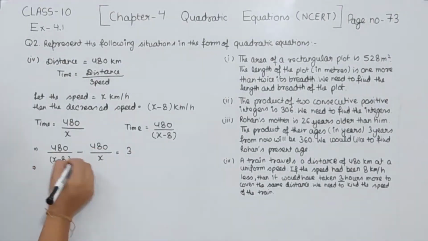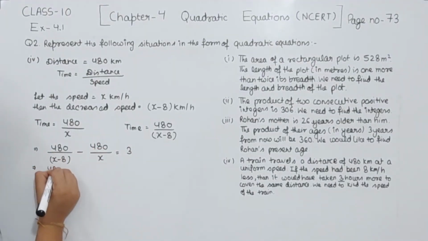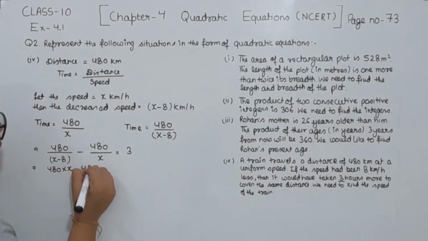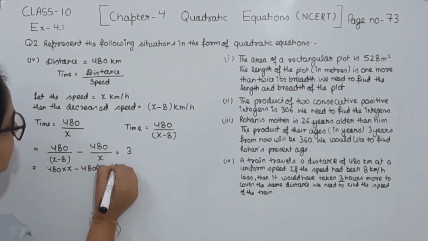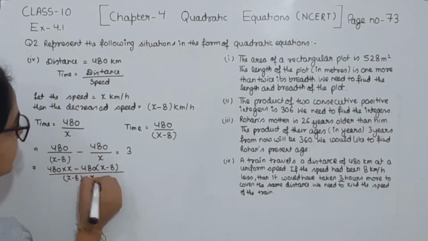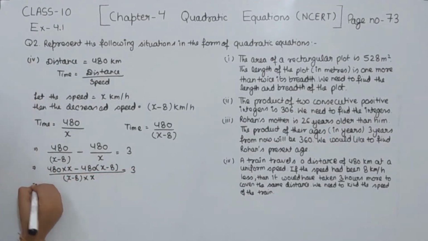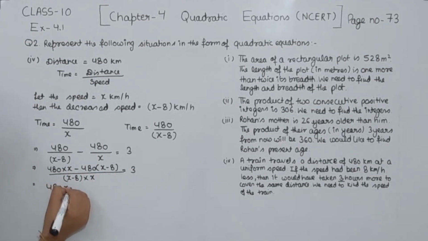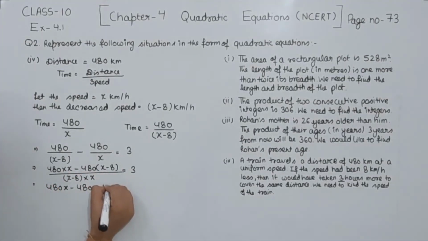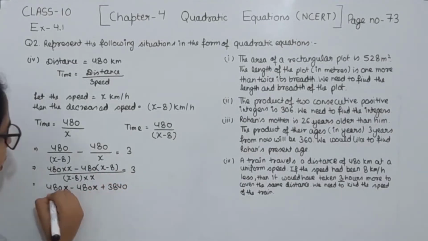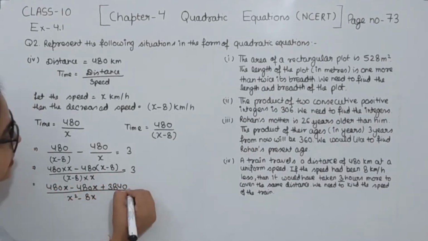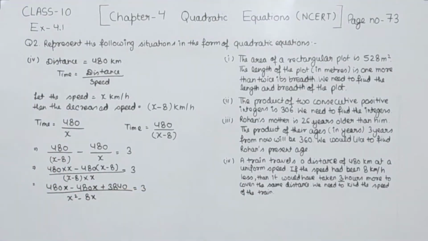Now first of all, we are going to equate the denominators. For that we are going to cross multiply. So this is 480x minus 480 multiplied by x minus 8, and in the denominator we are having x minus 8 multiplied by x, equal to 3. Now this is 480x minus 480 multiplied by x is 480x, now minus and minus plus, this one we are having 3840, and in the denominator we are having x square minus 8x equal to 3. Now we will solve it further.